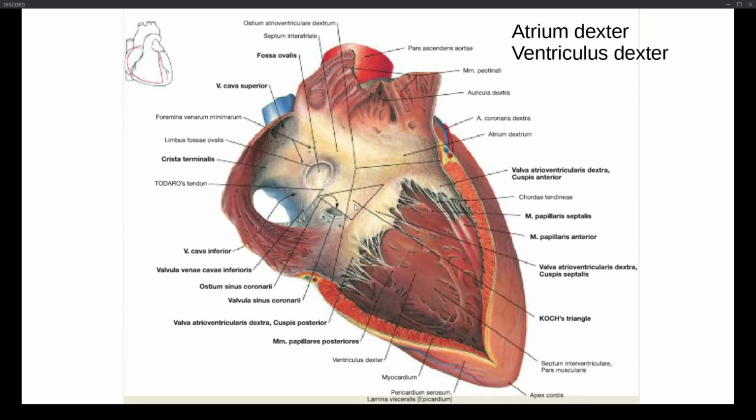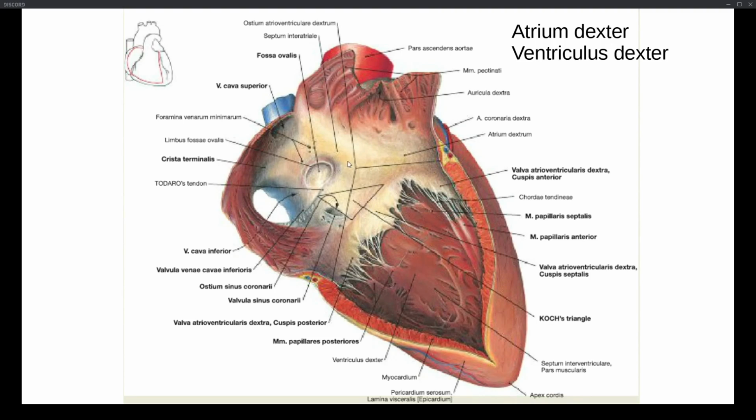It's a localization for one specific structure, which we will later on talk about. It's the nodus atrioventricularis. It's one of the stations for the innervation of the heart. We will talk about this later on, and then you will actually see what I mean. And just remember this name, Koch's triangle. We will see it again later on.